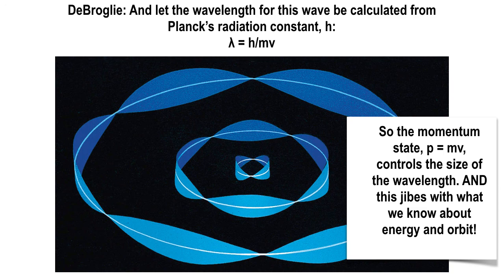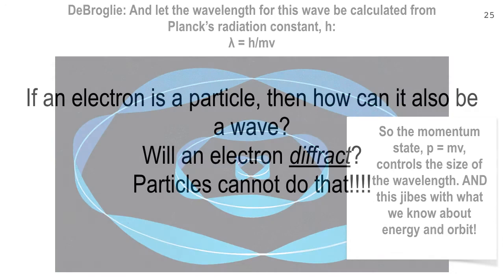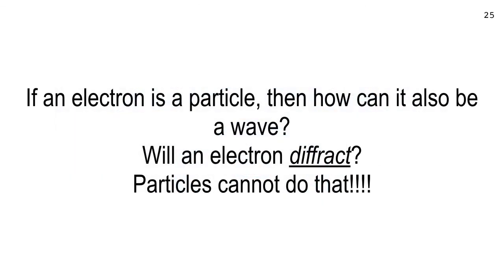So let me close today's lecture with this question. If an electron is a particle, how can it also be a wave? Will the electron diffract? Because particles cannot do that. And what we'll talk about on Tuesday next week is electron diffraction and the observations that were made very soon after de Broglie made his hypothesis.